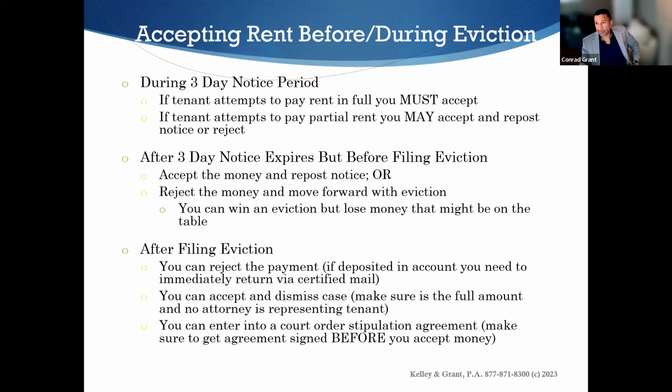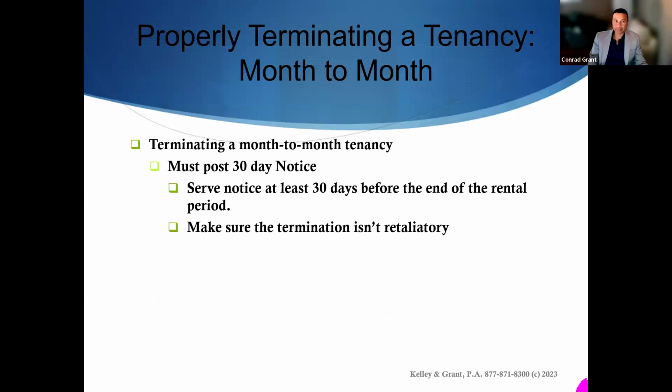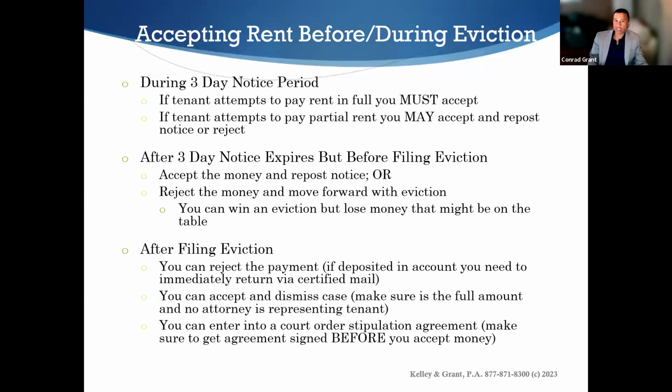We can write an agreement where you agree to accept the money, tenant gets to stay in the property. And that's an easy way. Stipulations, we call them joint stipulations for settlement. It's an easy way for a landlord to work things out with a tenant. Because at the end of the day, landlords want money. And if the tenant's going to work it out and the landlord's going to get paid, then everything works for both parties. So that is it in a nutshell for 3-day notices for non-payment of rent.